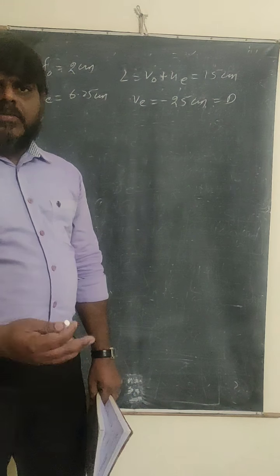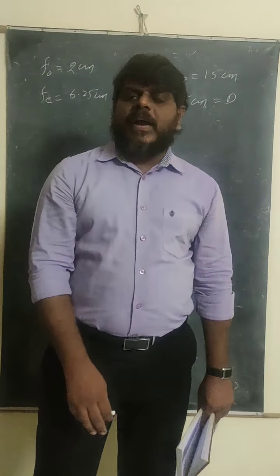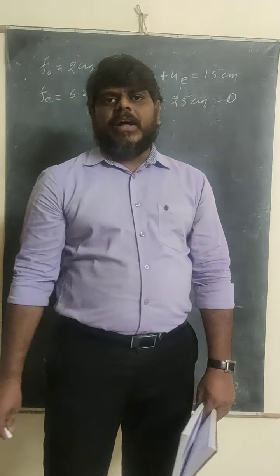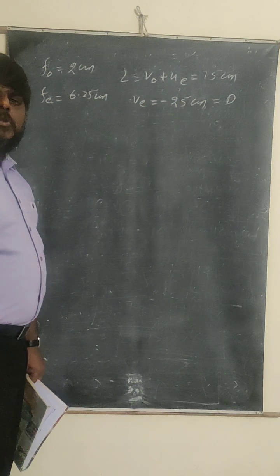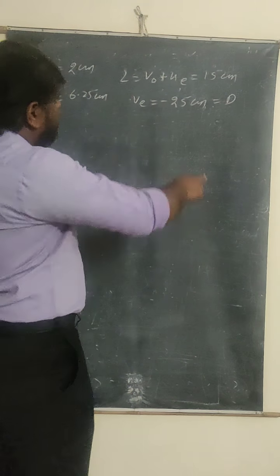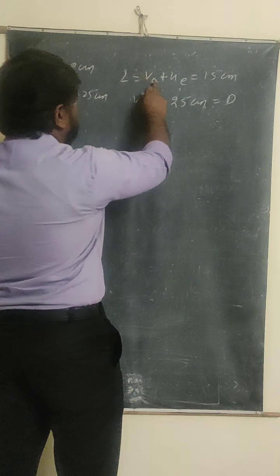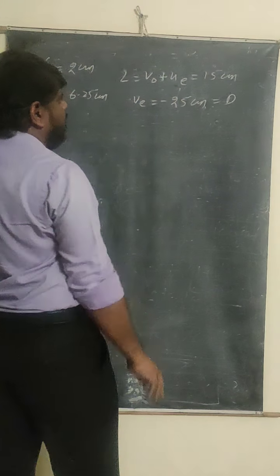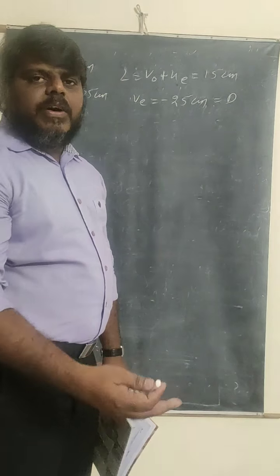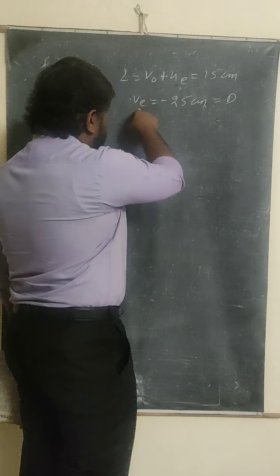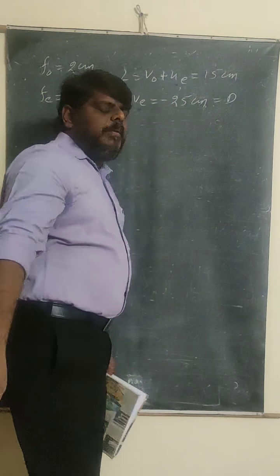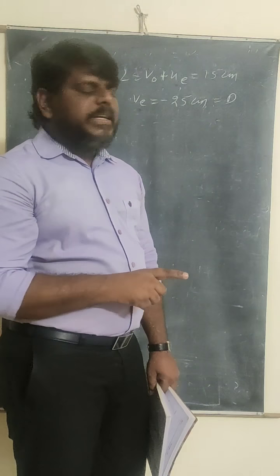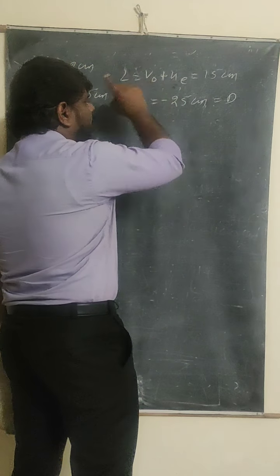To find the U naught, we know the F naught value, so we need to find the V naught value. If you can calculate the V naught value, then it will be very easy to find the U naught. First we have to find the V naught value. To find this V naught value, it is essential to find the UE value. You can calculate UE because the focal length of the eye lens and VE are with us. If you substitute in the lens formula in the case of the eyepiece, then we can find the UE. First we find the UE, substitute in this formula, then you will get the V naught.